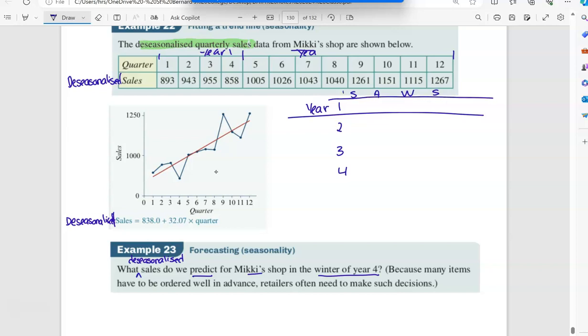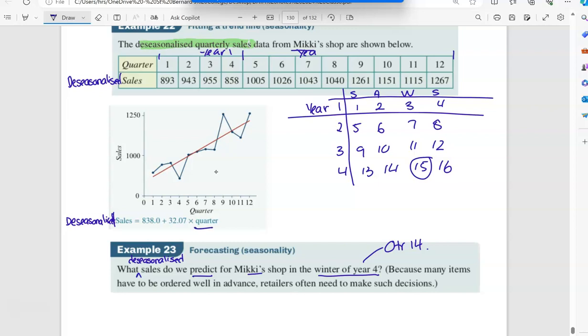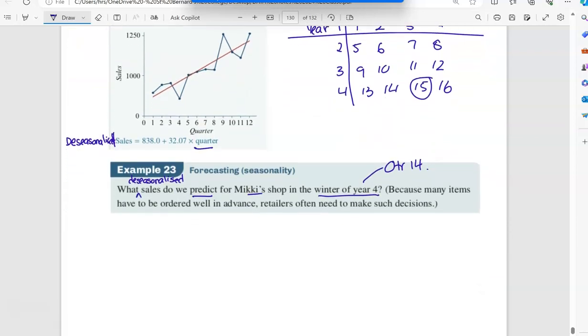So the quarters in year 1 was 1, 2, 3, 4. Then the quarters in year 2 was 5, 6, 7, 8. The quarters in year 3 was 9, 10, 11, 12. And the quarters in year 4 would have been 13, 14, 15, 16. So when they want winter of year 4, it's actually quarter 14 that we need, because this formula, we need to use the quarter.